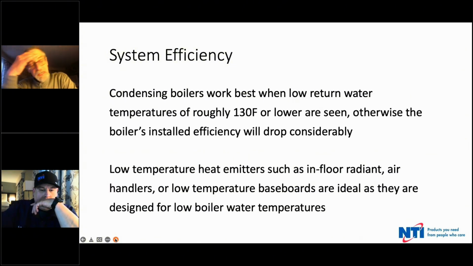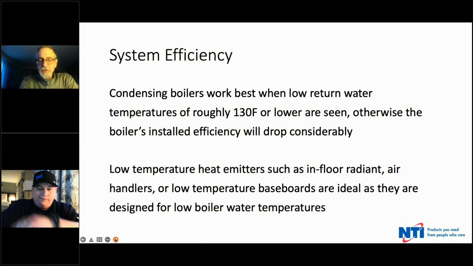So this kind of goes to what I was talking about earlier, where condensing boilers will work best with low return water temperatures. You want, for the best condensing, 130 or lower. And as that return temperature rises, your efficiency drops off. Let's face it, once the return temperature is over 140, you're basically running a very effective standard efficiency boiler. That's all it is.